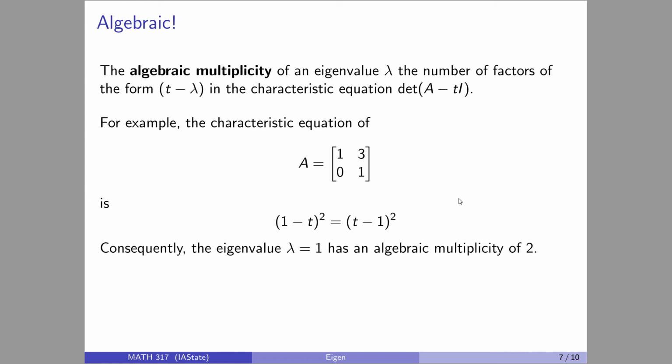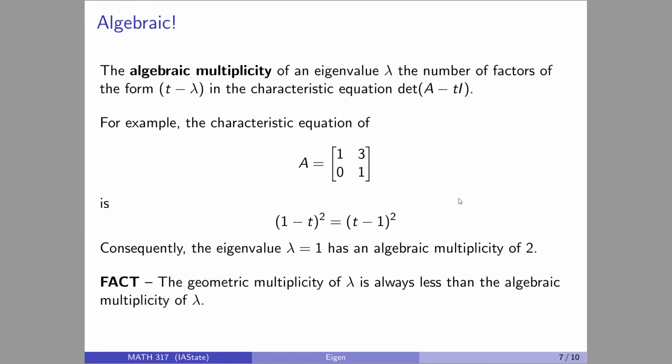Interesting. So in fact, that's something that always happens. The geometric multiplicity is always less than or equal to the algebraic multiplicity. Your book proves it, if you want to see a proof of it. It's very lengthy, and it's a complete sidebar that would be multiple slides to get it.